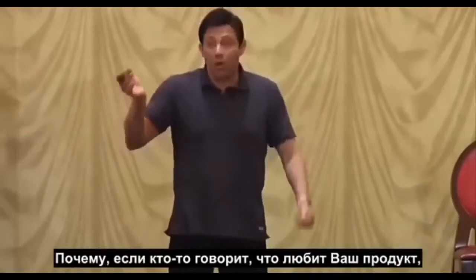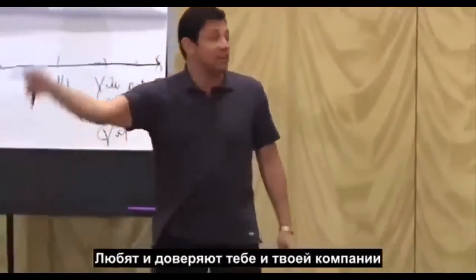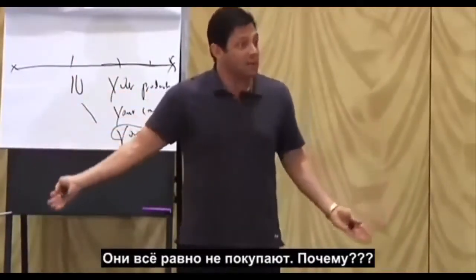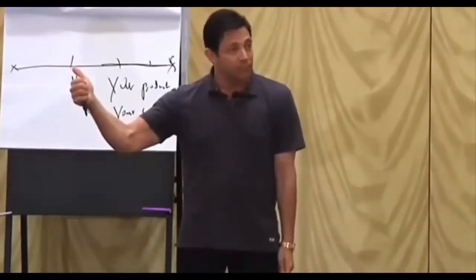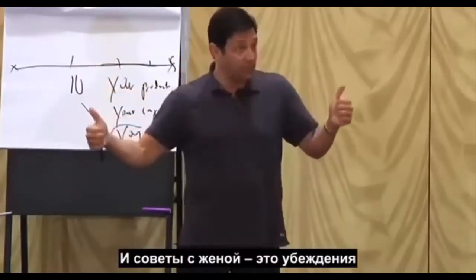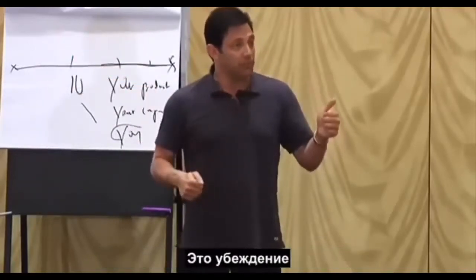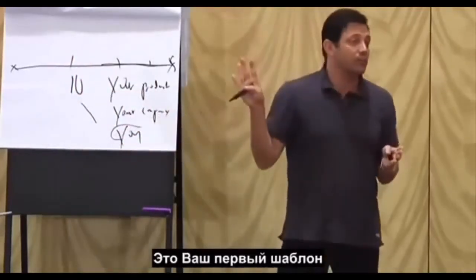Why, if someone says they love your product, they love and trust you, they love and trust your company, and they're still not buying it, why? Something's holding them back. It's either money or a belief. And talking to a wife is a belief. They have a belief in their heart. They need to talk to someone else to say yes. It's a belief. So what happens now, this is in the straight line, you're now in the closing part, that's your first pattern.